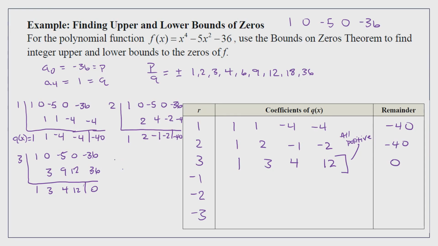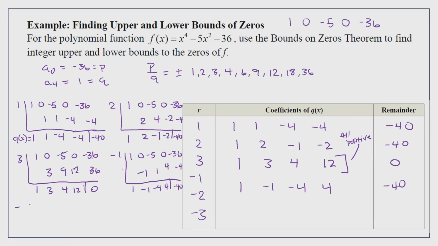So let's start at -1 and test. So we have 1, 0, -5, 0, -36. So 1, multiply, add, multiply, add, multiply, add, multiply, add. So we have 1, -1, -4, 4, and -40. So that one is a no.